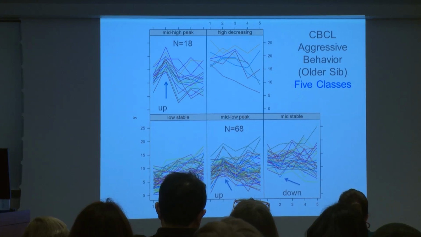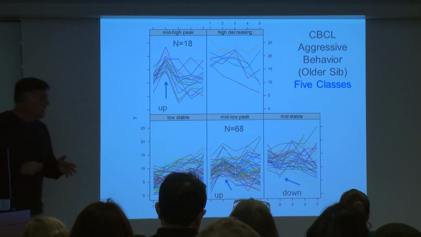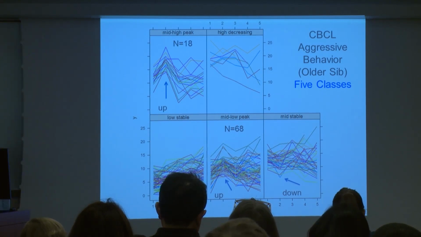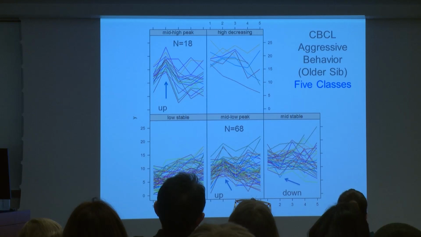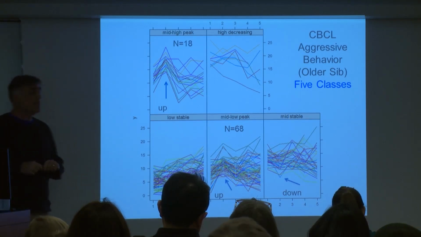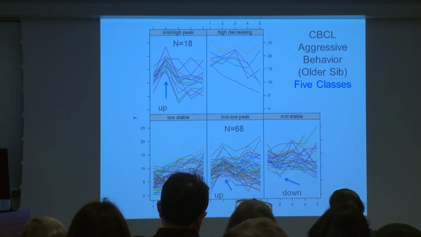And these trajectories are the response of an older sib to becoming a sibling. So these are families in which there's an only child, and then mom becomes pregnant with the second child, and the older child is followed during the first year of siblinghood. And the dependent variable is aggression, and we see that there are 18 individuals that after about the first month start to act out, the first month of being a sibling.